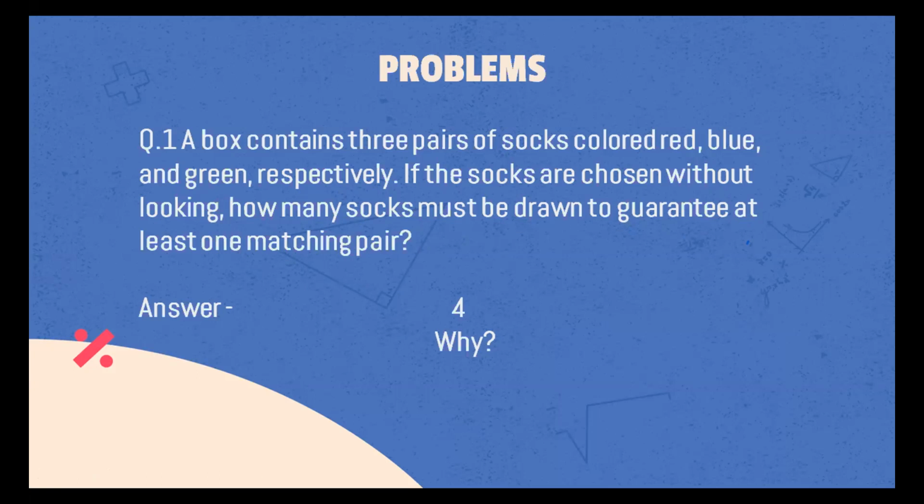You are drawing the socks without looking, so you don't know whether you are drawing the right pair or not. So what is the minimum number of socks that you should draw, so that you can guarantee that you must have a pair? And the answer is 4. But why? Can anyone tell me why the answer is 4?